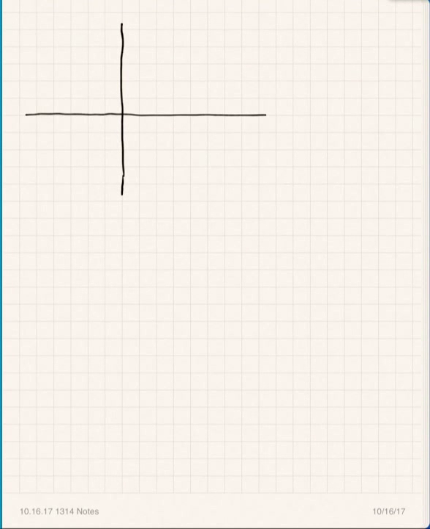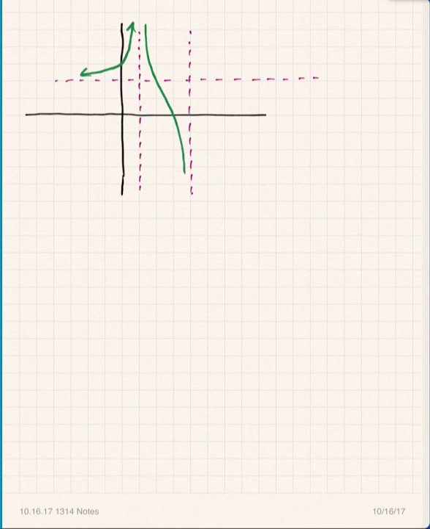So let's say we have this graph. And then we have the actual graph, which looks like this. That's a different kind of branch right there. And finally, like so. So those are three distinct branches to this particular graph.